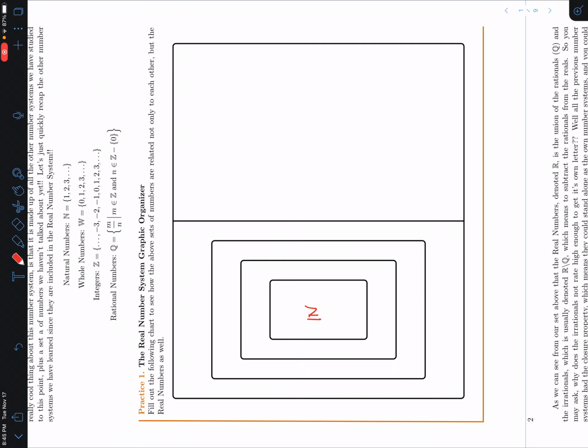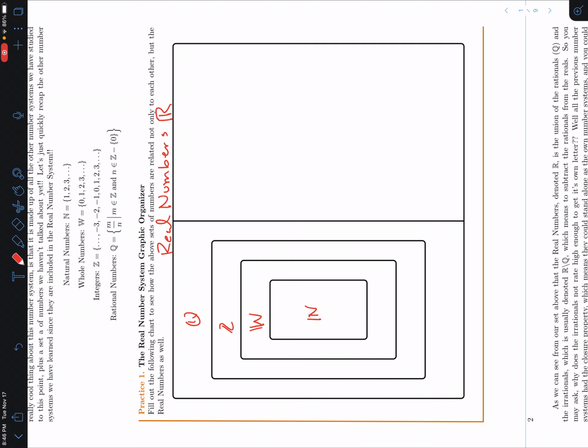Then the next biggest set would be our whole numbers. And then the whole numbers live inside the integers. And then finally, the rational numbers live out here. The idea is this big rectangle makes up all the real numbers. So the real numbers consist of all these guys. The notation for real numbers is this little blackboard R.